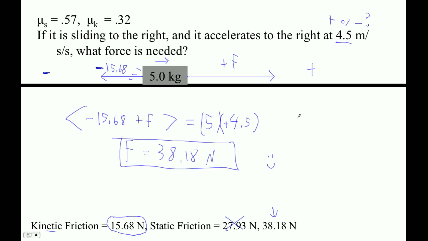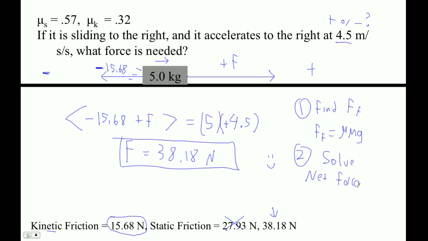So basically the gist of this, the algorithm for solving these friction problems, is step 1, find the force of friction. Force of friction on a level surface is mu times m times g. And we're never going to go away from a level surface, okay? Step 2, solve the net force problem. Usually it's a force minus the force of friction equals m times a, right? Alrighty.